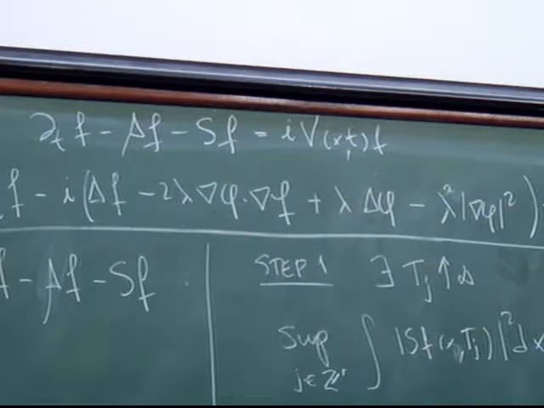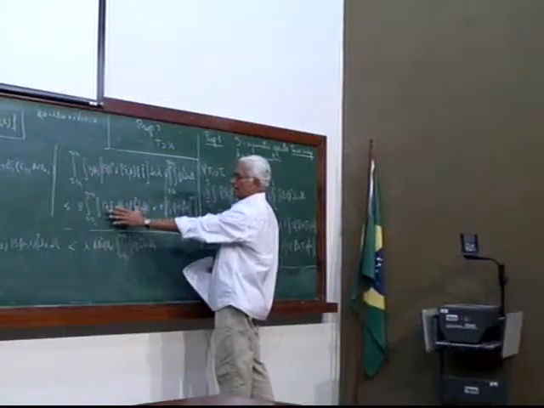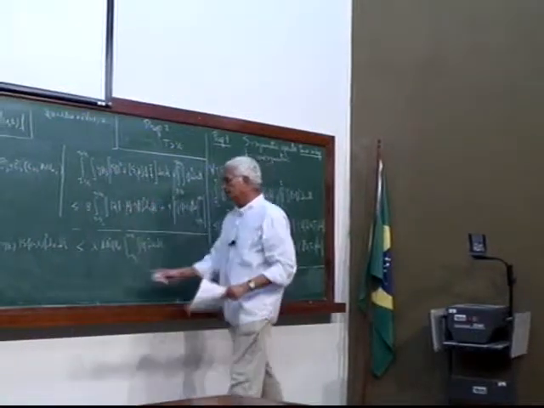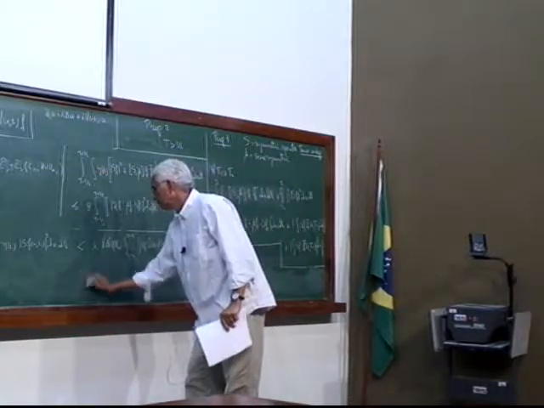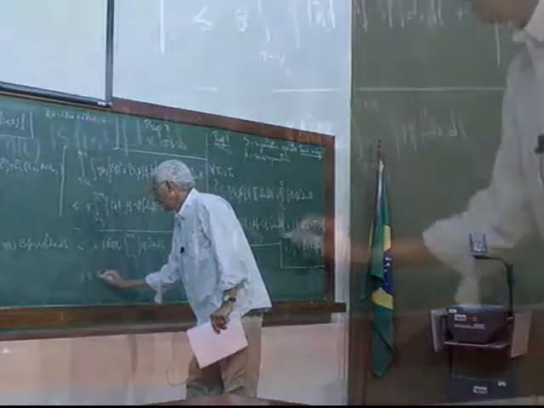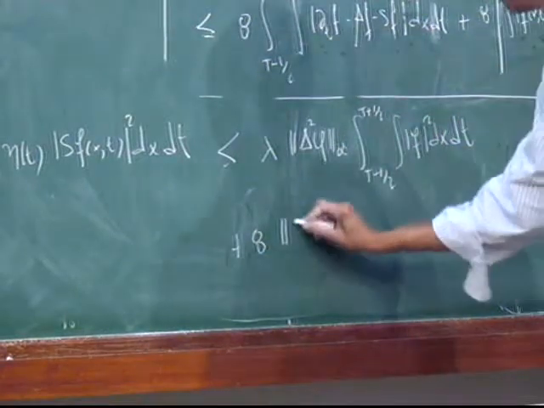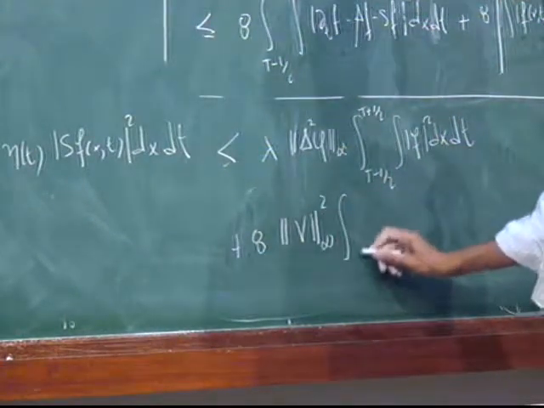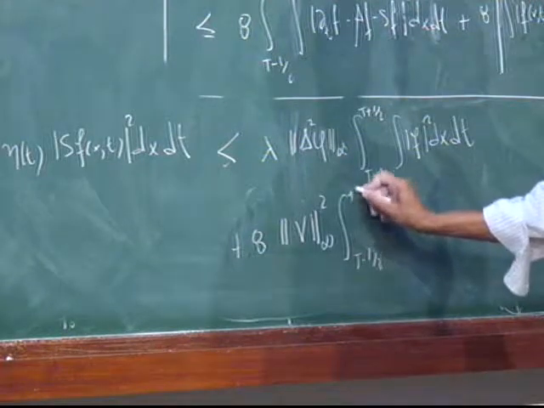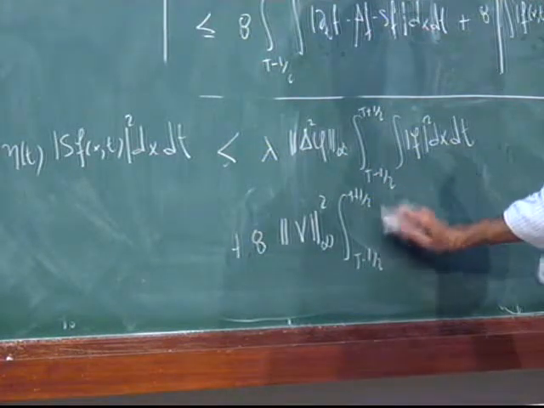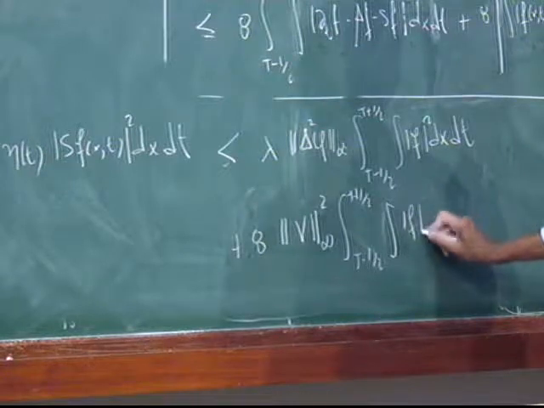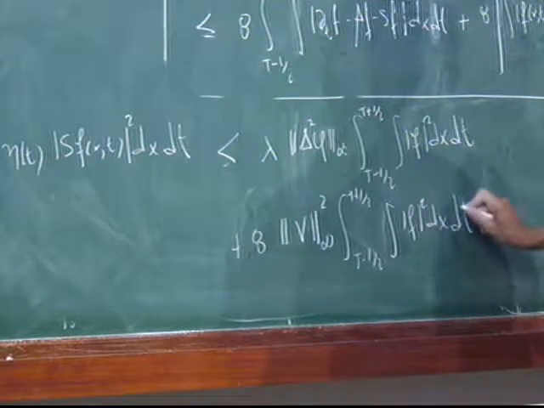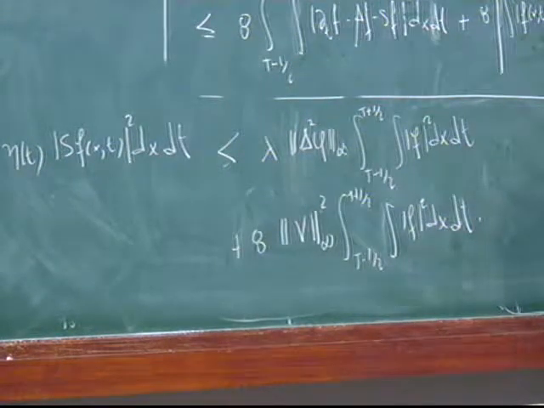This is b. Forget the i. There's a square here. This is less than or equal to, plus 8 L infinity norm of b in L infinity square f square, plus this quantity.